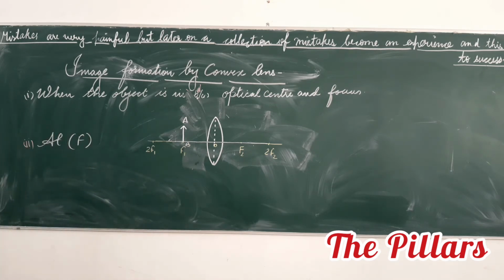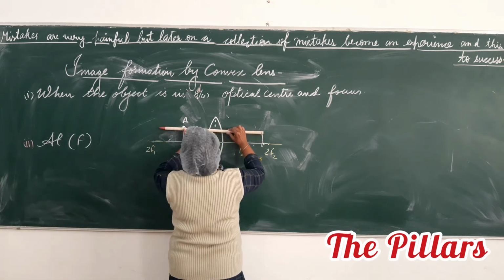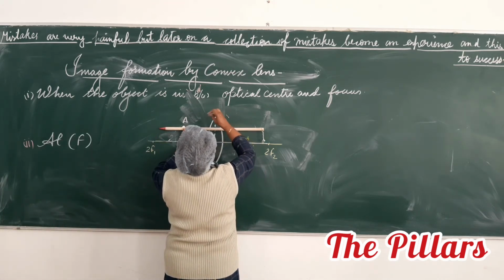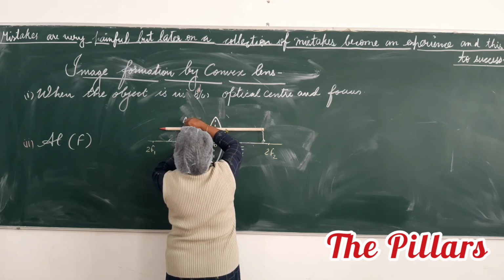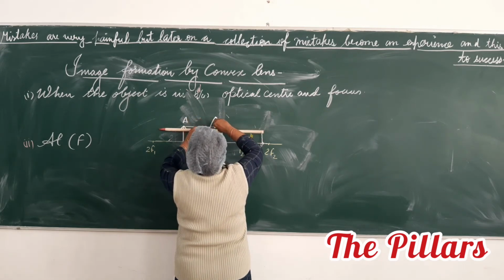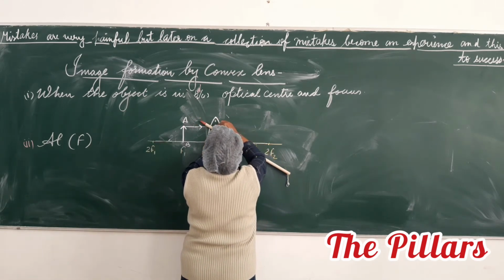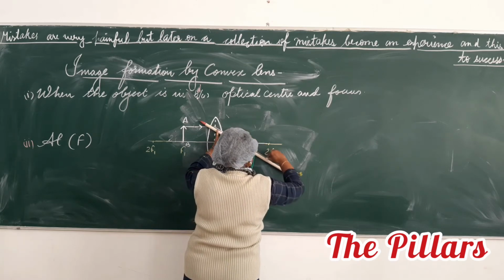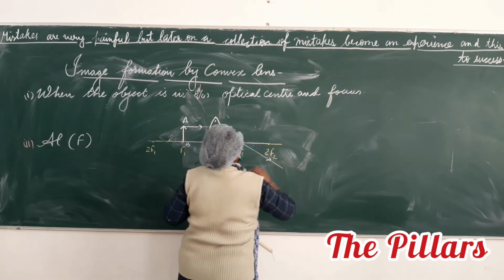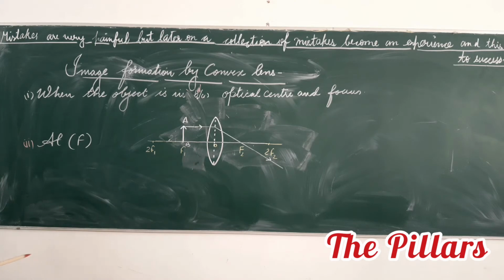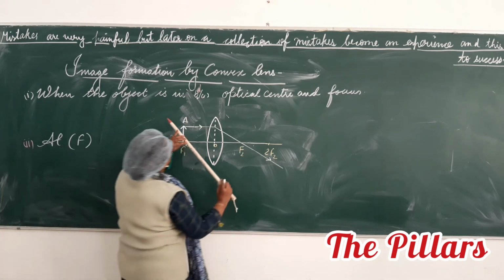What is the first rule we are going to follow? Parallel to the principal axis. A ray parallel to the principal axis will pass through the second focus. Do it. Parallel to the principal axis will pass through focus. Okay. What about the second ray? Through the optical center.